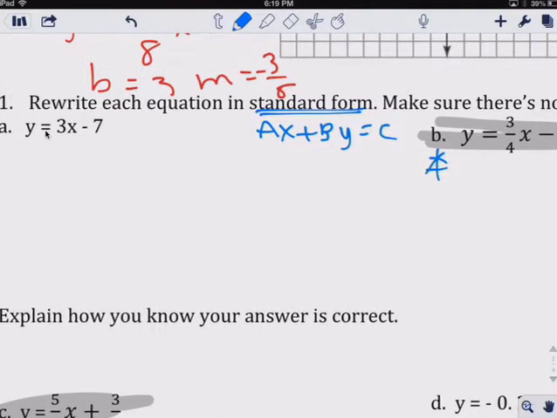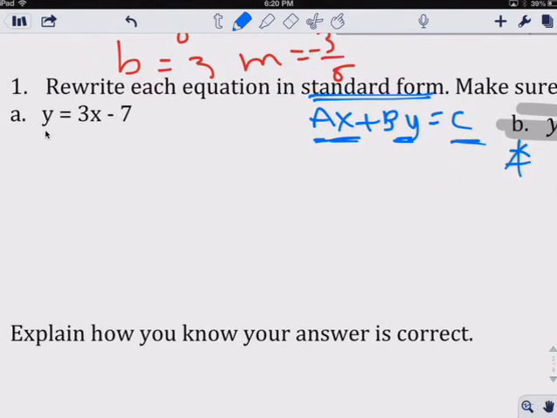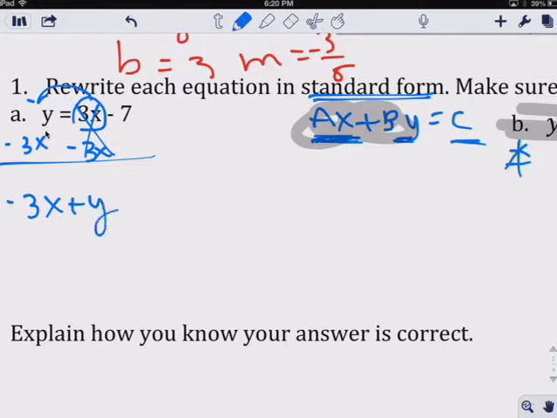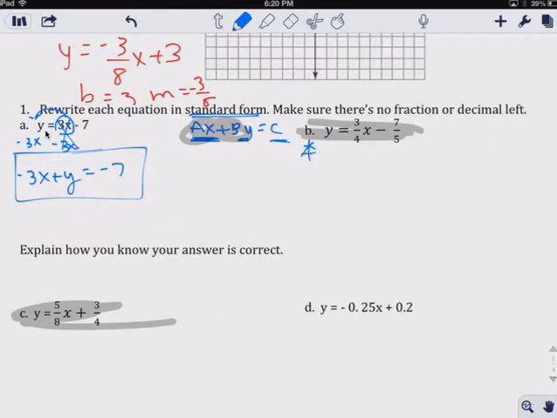Okay, so this is in slope-intercept. We need to make the x and y on one side and the constant, the number by itself, on the other side. So here, x is on the wrong side. We want this x to be on the other side, so it looks like this one here. And the 7 can stay there, so you need a minus 3x to both sides. That's negative 3x plus a positive y, 1y equals negative 7. That's in standard form. Okay?